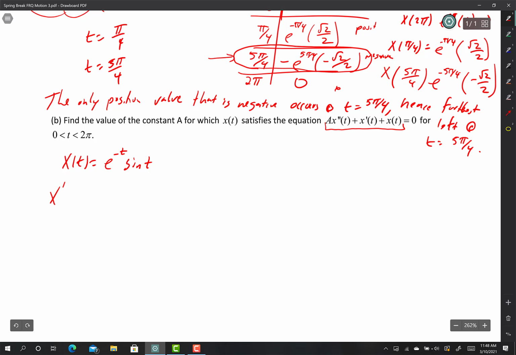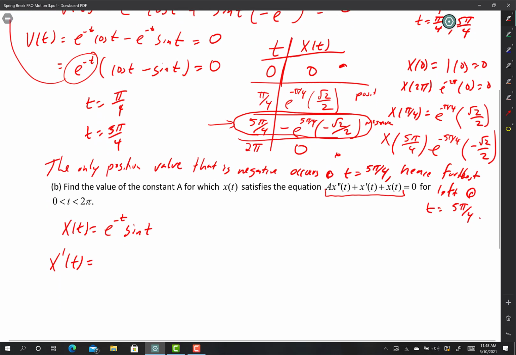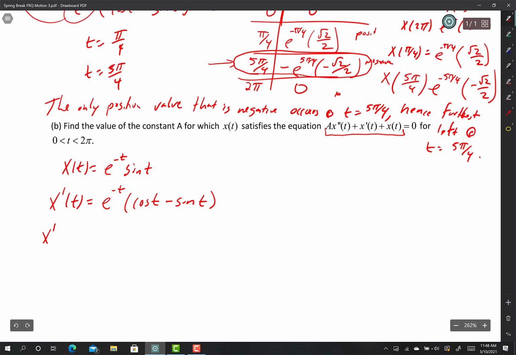So let's see. I already have x prime of t. That was what my velocity was, and it is that guy up there. I'll leave it right here so I can see it. E to the negative t times cosine t minus sine t. And I need to find the second derivative now, x prime prime of t. So first, I'm going to use that as first, and this is second. So first, e to the negative t times derivative of the second. The derivative of cosine t is negative sine t. The derivative of sine is cosine t, minus cosine t.